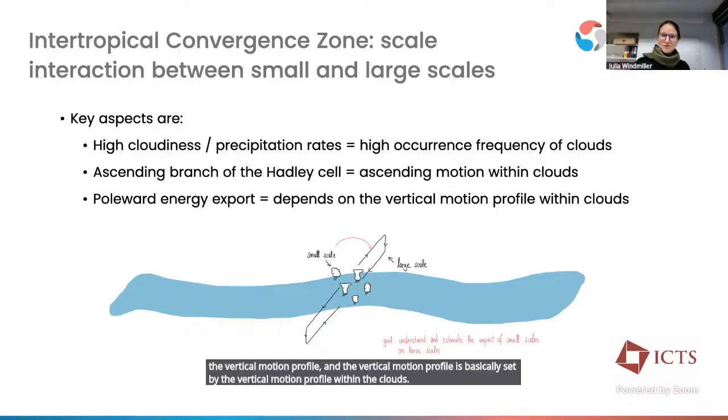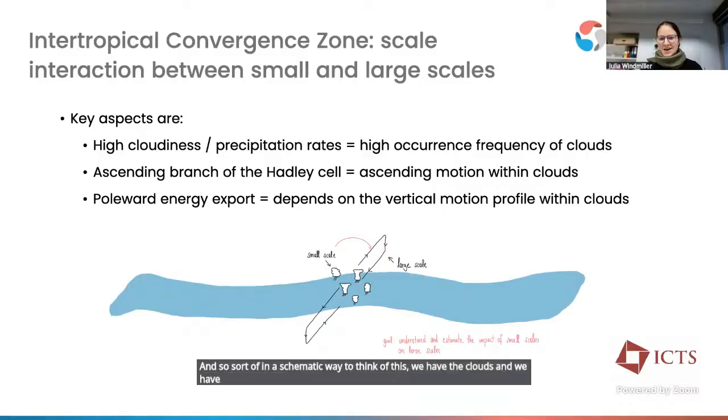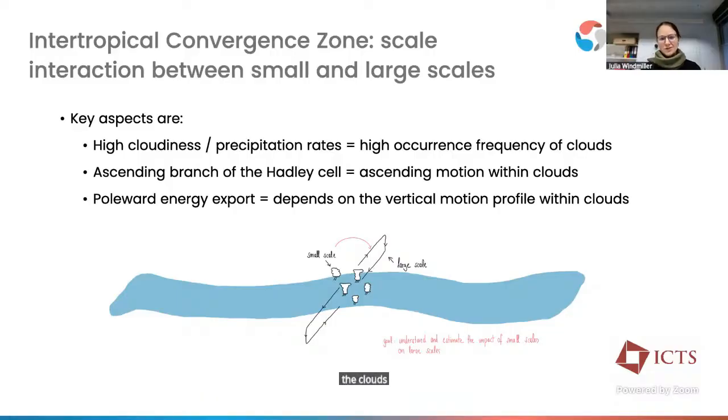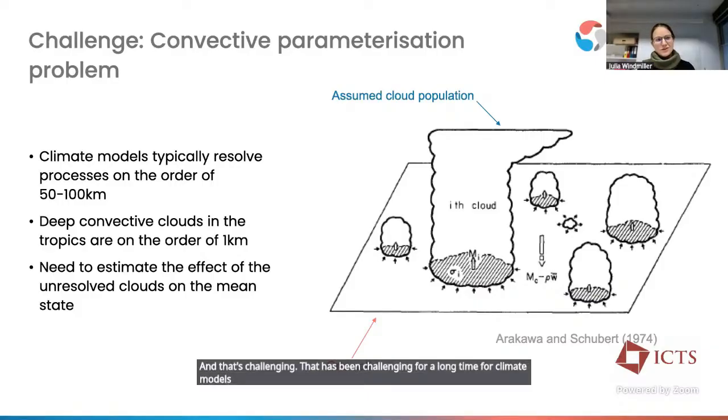So in a schematic way to think of this, we have the clouds and we have the large scales. If you want to understand what happens on the large scales, we have to understand how the large scales impact the clouds, but then also how the clouds impact the large scales. And that's challenging. That has been challenging for a long time for climate models, because climate models typically resolve processes on the order of 50 to 100 kilometers.